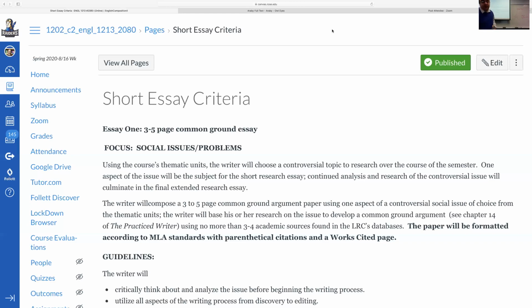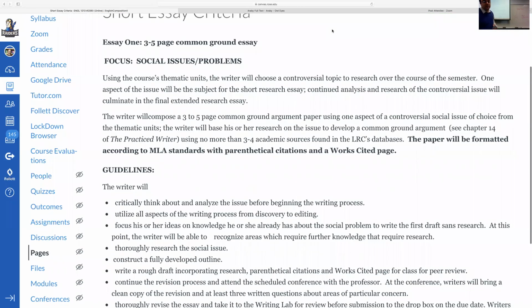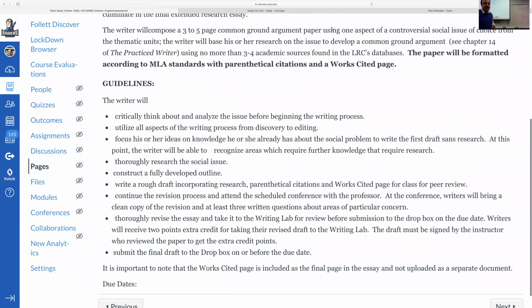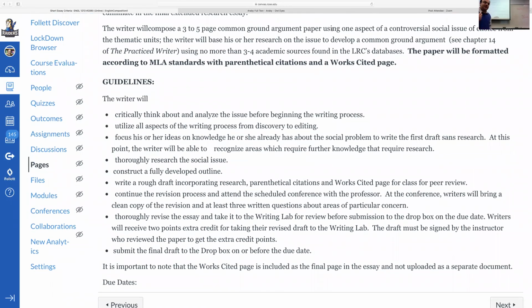And in this particular essay, it's going to be 3 to 5 pages. You're going to need to use academic scholarly sources. This means that you should not just use Google for what you're writing about, but you're going to actually use the library databases. The steps you're going to follow, we are at the kind of initial stages of this where you're thinking critically about the issue you want to write about. You're going to utilize aspects of the writing process from discovery to editing.